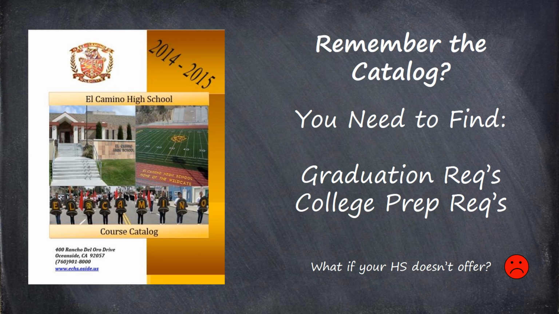For example, in California, we refer to the college preparatory courses as the A through G requirements. But in the state of Texas or Massachusetts, they may be referred to by a different name. So you need to identify what those courses are.